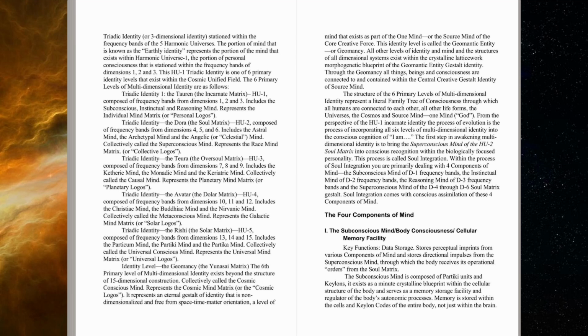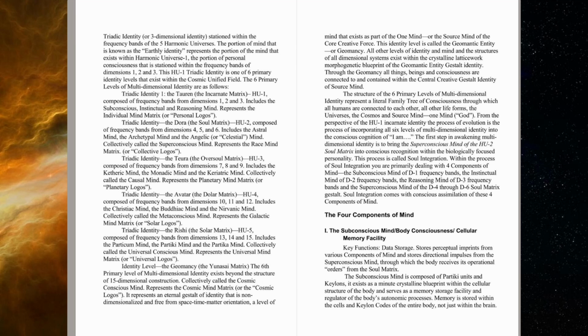All other levels of identity and mind in the structures of all dimensional systems exist within the crystalline latticework morphogenetic blueprint of the geomantic entity gestalt identity. Through the geomancy, all things, beings, and consciousness are connected to and contained within the central creative gestalt identity of source mind. The structure of the 6 primary levels of multidimensional identity represents a literal family tree of consciousness through which all humans are connected to each other, all other life forms, and the universes, the cosmos, and source mind: One Mind, God.